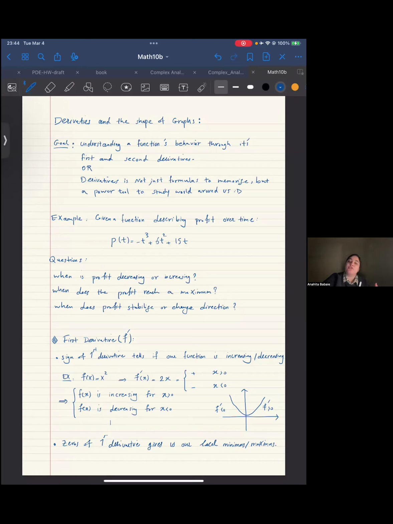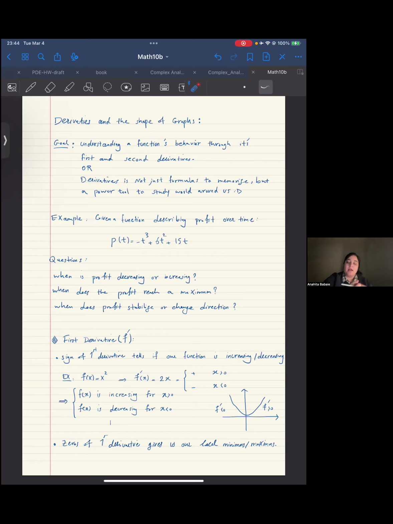The goal here is to see what kind of information lies in the derivative of a function that can help us to better understand the function, or as I write it here, understanding the function's behavior through its first and second derivative. We will see that the derivative is not just a formula, it's a very powerful tool to study the world around us and to learn about so many things about the function that we are studying.